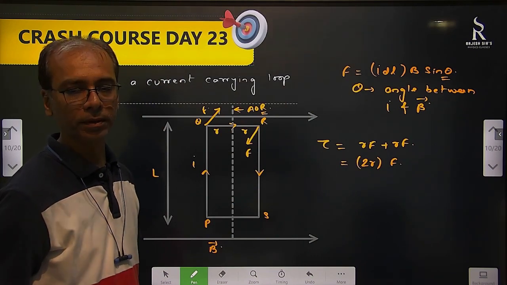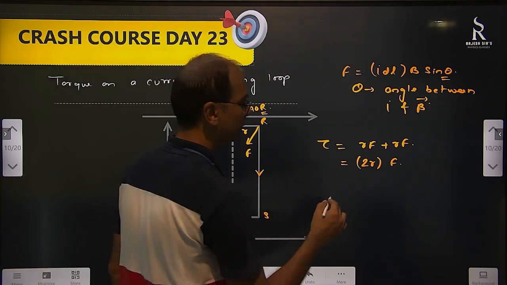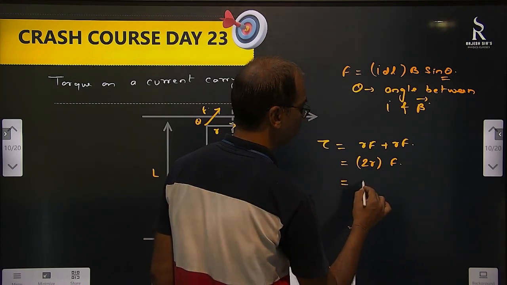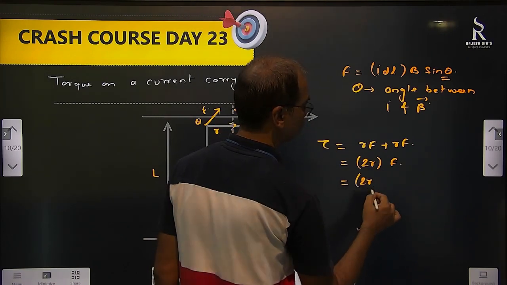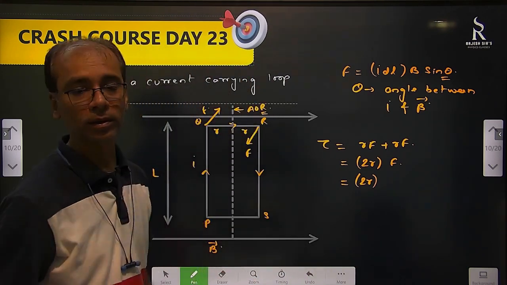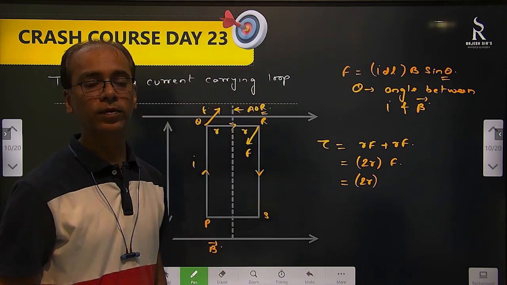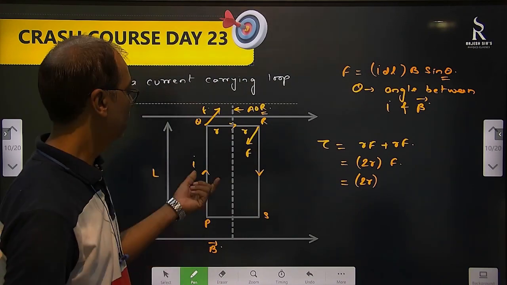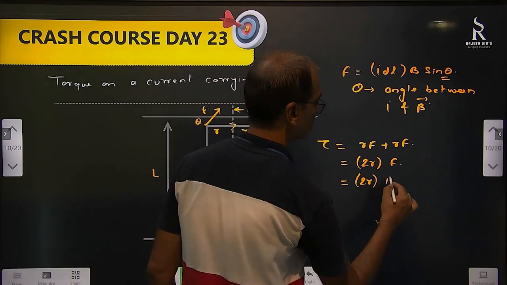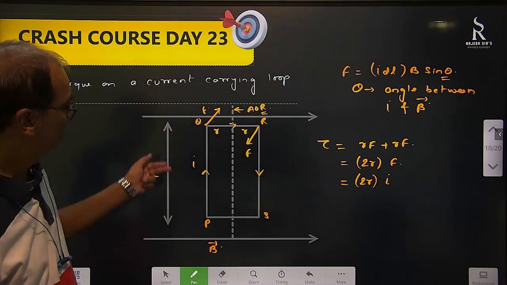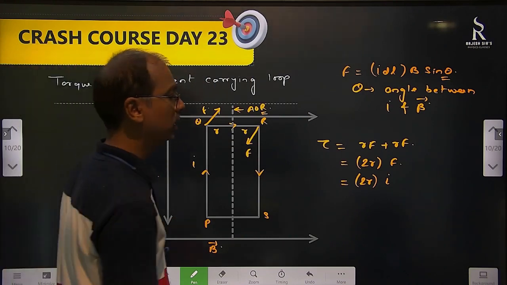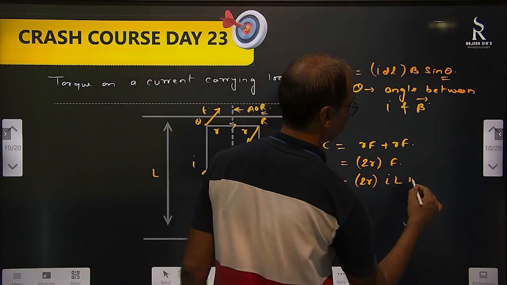Length of this segment. Okay, so we'll say that. 2R into F, let it be 2R into F at the moment. Now what is F? That also we should write now. F is I dl B. So what is I? I is I only. What is length? This is length because this force is acting on this segment of wire. So this is L.